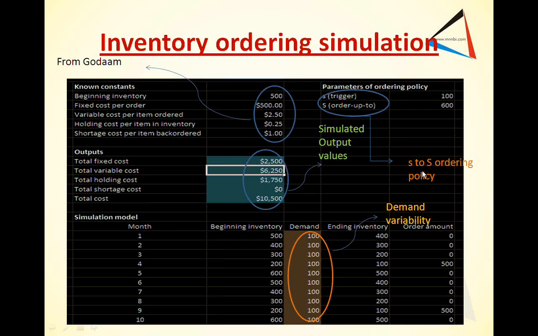Companies use S2S trigger ordering policies. So I have a minimum of 100. I can order up to 600. My beginning inventory is 500. My fixed order cost is 5. So these are my fixed costs. These are all going to come from the data warehouse, and then I need to simulate these values.